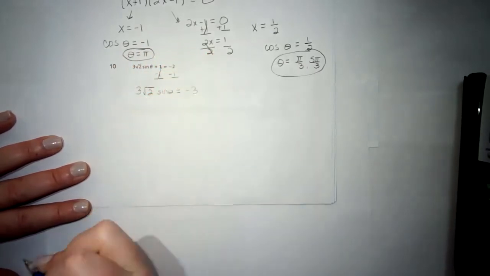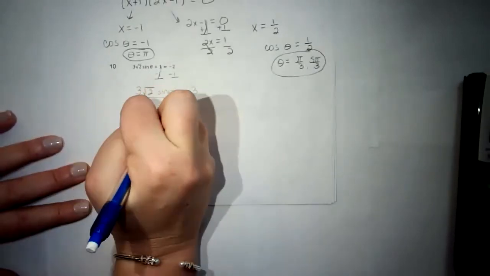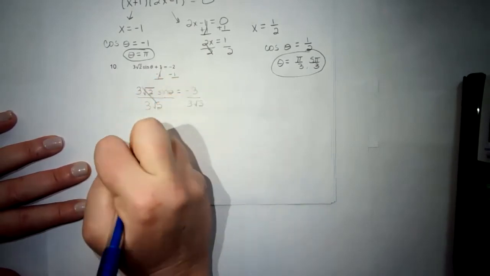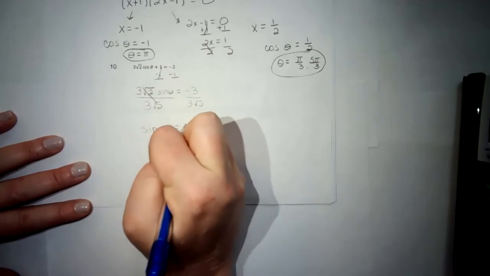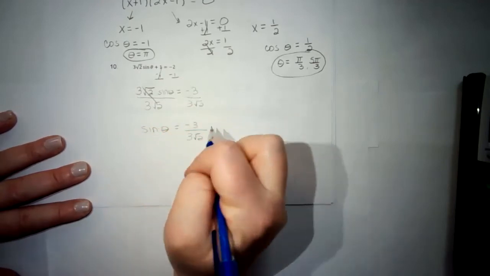And I get -3. Okay. Then I'm going to divide by 3 root of 2, because remember, I'm just trying to get sine theta by itself, just like you would an x. You're trying to isolate it.